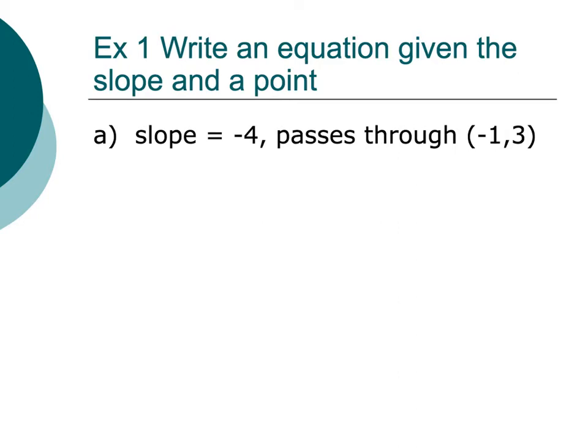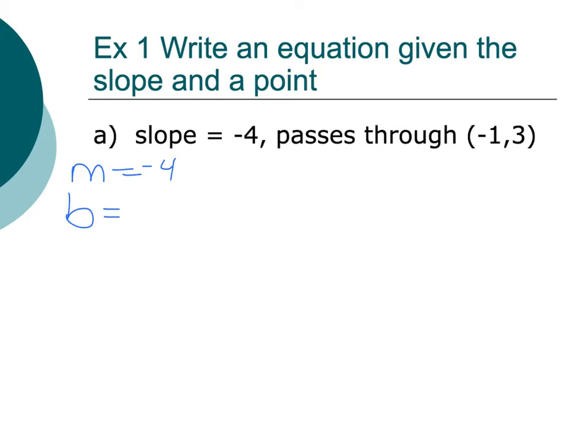So now it becomes a little bit trickier. Now I'm not giving you the y-intercept anymore. We have to find that b value a different way. But start with what we got. I got m, negative 4. I need to find b.